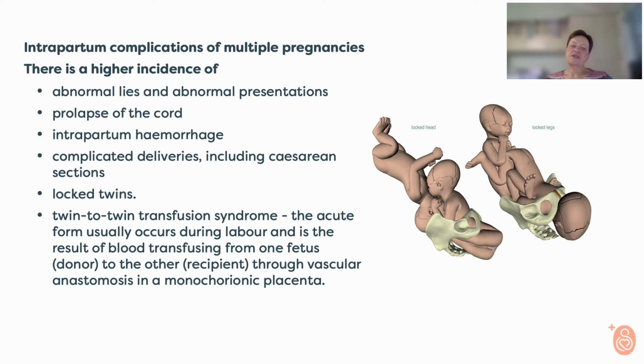Then we also get a condition that we call twin-to-twin transfusion syndrome, and that is where the two twins share a placenta. And what can happen during labor is that one fetus literally bleeds into the other. The cord is, for example, not clamped immediately, and then the first baby is born, and the blood of the placenta drains into the cord of the first baby, and that causes what we call twin-to-twin transfusion.